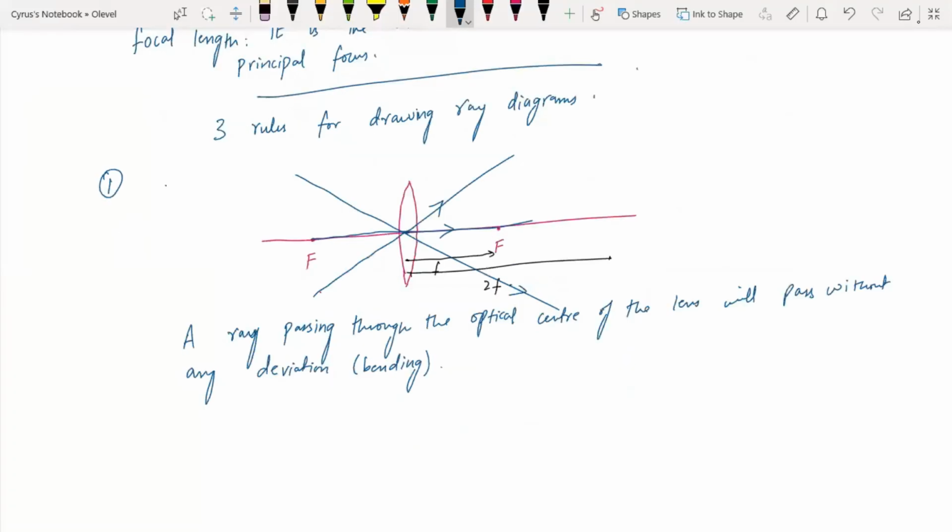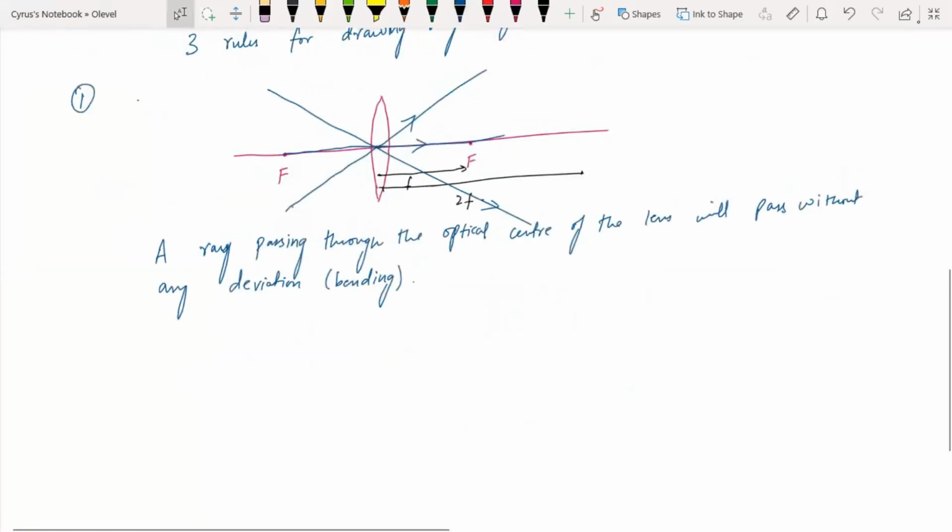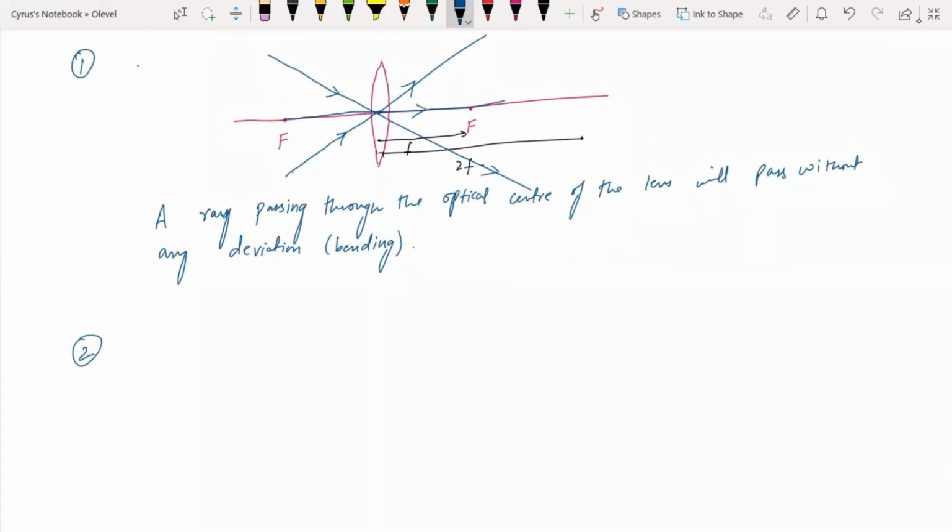Rule number 2. Here I had to tell you that arrows are very important, so I'm rewinding again. Rule number 2 is, if we have here a lens like this, and you have here the principal axis, and again this is f, and this is also f, and that will be twice, 2f, right? If the focal length is f, then twice the focal length is 2f.